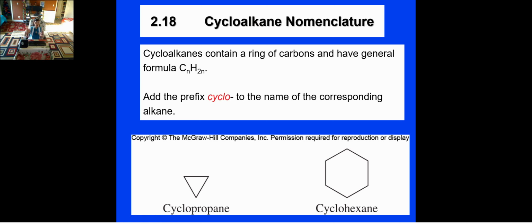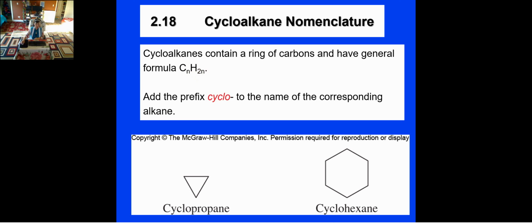So due to the formation of a cycle, the molecule is going to lose 2 hydrogens. Therefore, a cycloalkane contains at least 1 ring, which loses 2 hydrogens. The formula will be CnH2n. Before, for your alkane, it was CnH2n+2. If you form a cycle, you minus 2.